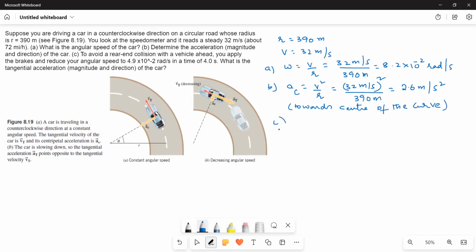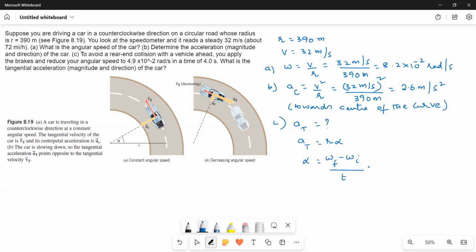Okay, and then next, part C. To avoid a rear-end collision with a vehicle ahead, you apply the brakes and reduce your angular speed to 4.9 × 10^-2 radians per second in a time of 4 seconds. What is the tangential acceleration? So we have to find the tangential acceleration, AT. We know AT is equal to R alpha, but alpha is equal to omega F minus omega I divided by T.